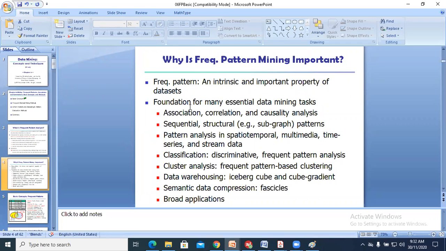So frequent pattern mining is an essential task of data mining, which is performed with association, correlation, and causality analysis, sequential structure and subgraph patterns, spatio-temporal, multimedia, time series, and string data, and for classification, discriminative frequent pattern analysis, frequent pattern-based clustering and data warehousing, semantic data compression, and other broad range of applications.